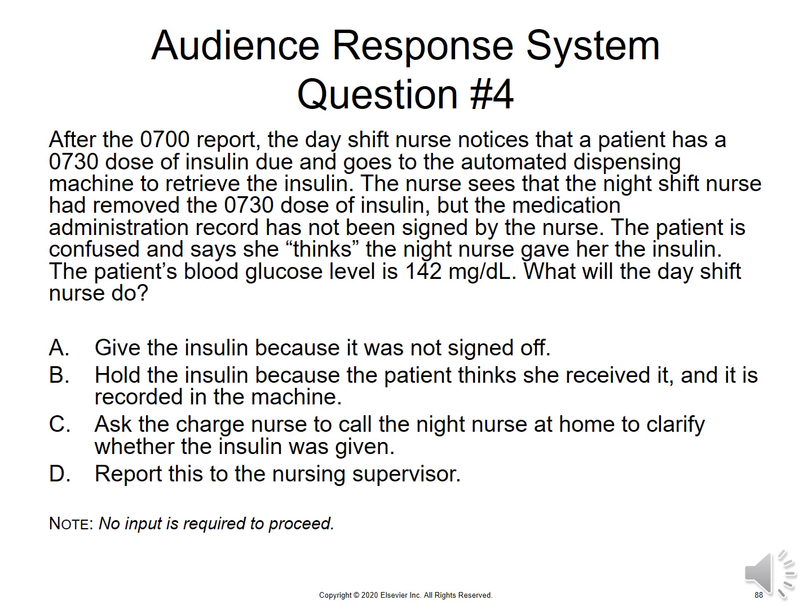What will the day shift nurse do? Give the insulin because it was not signed off? Hold the insulin because the patient thinks she received it and it is recorded in the machine? Ask the charge nurse to call the night nurse at home to clarify whether the insulin was given, or report this to the nursing supervisor.